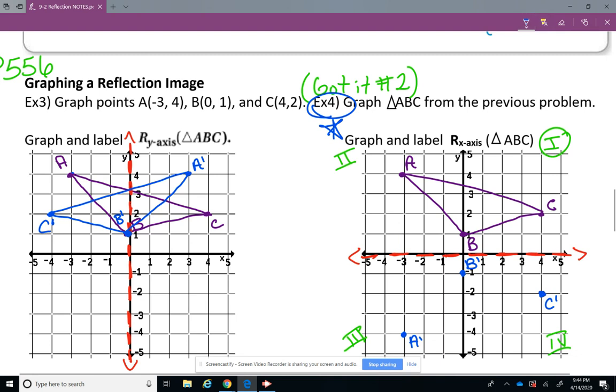Okay, now you're going to connect the dots. And now you have reflected triangle ABC over the x-axis, and you have created triangle A prime, B prime, C prime. All right. Let's go to the next problem.